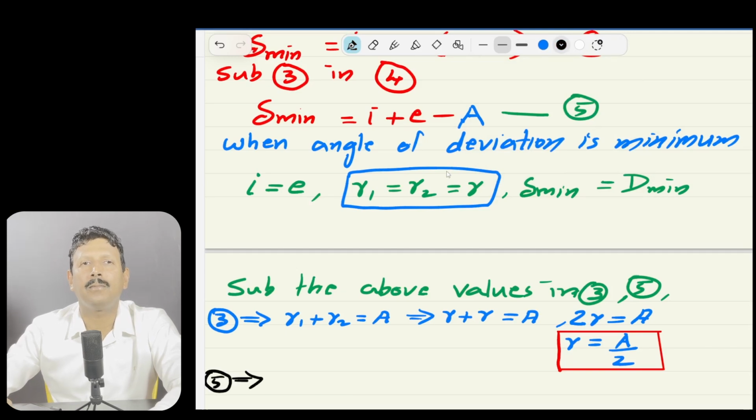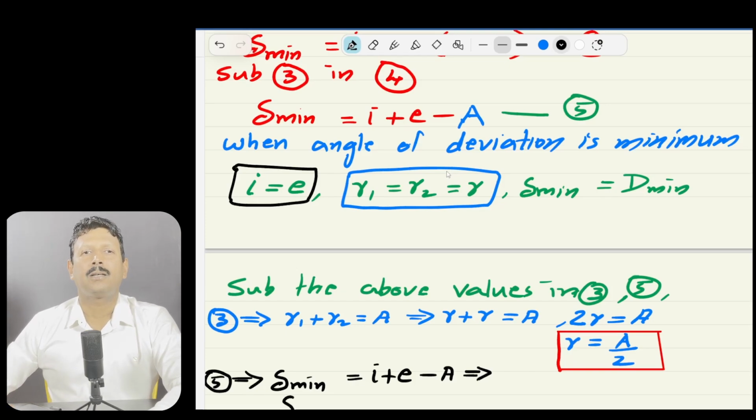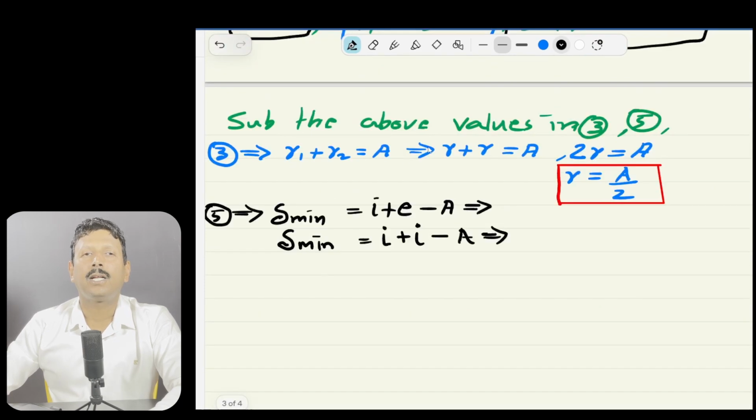Now substitute the same variables in equation number 5, that is delta minimum is equal to I plus E minus A. Substituting now, delta minimum is equal to I plus I, because E is replaced with I again. So I plus I minus A. Also the delta minimum label I am going to replace with capital letter D, that is the angle of minimum deviation. So I plus I is 2I minus A.